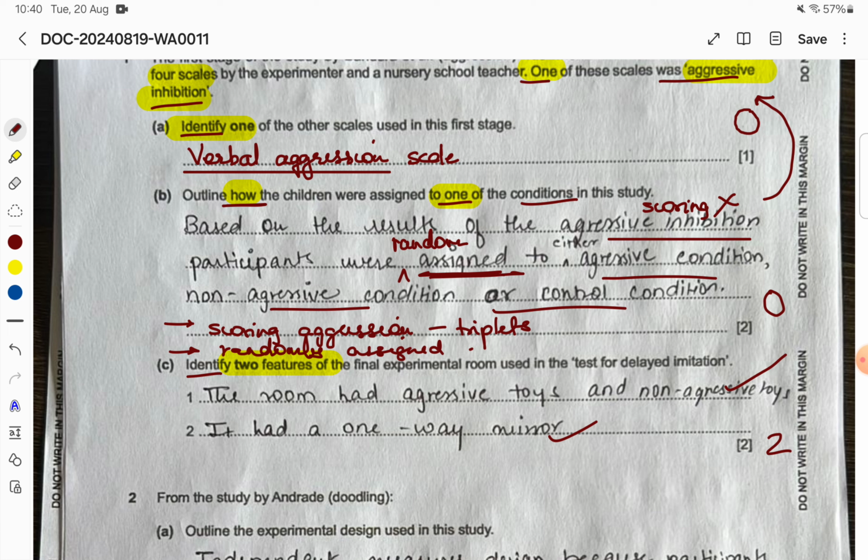In Bandura, there are 3 rooms. The first is where modeling takes place. Second is where instigation of aggression takes place, the game room. And third is the room of test for delayed imitation, where children are actually assessed for whether they are being aggressive or not. Here they are asking you about that third room. So if any of you makes a mistake describing toys in the other rooms, or any features of the first or second room, you're going to be losing marks. So make sure your answer is about the third room.